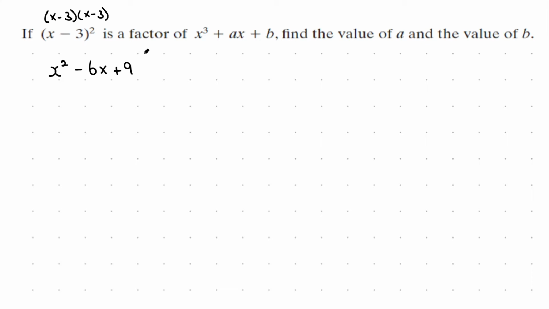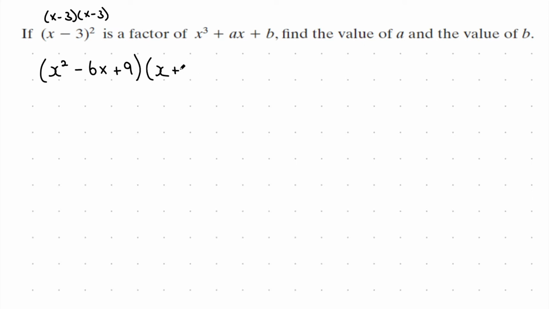I could divide it in at this stage, but we're working on using the skills that we picked up in Identities. So what I'm going to do is say if this is one of the factors, the other factor at the very least had to have an x in there. How do I know that? Well, if I want to get to x cubed from an x squared, I have to multiply it by x.